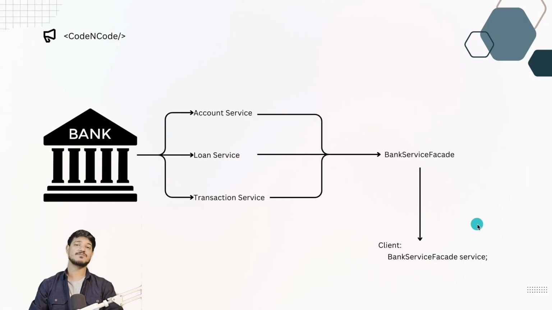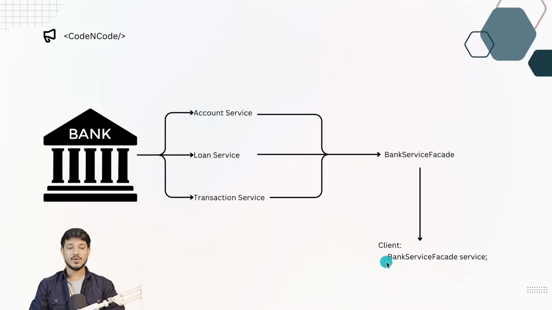Now if I want to perform a transaction, I'll simply call a single function, bank service dot perform transaction from account to account with an amount, right? And then the transaction will happen. All of the things like authentication are done behind the scenes, and the one responsible for performing the authentication and necessary steps before performing an actual transaction will be taken care of by the bank service.